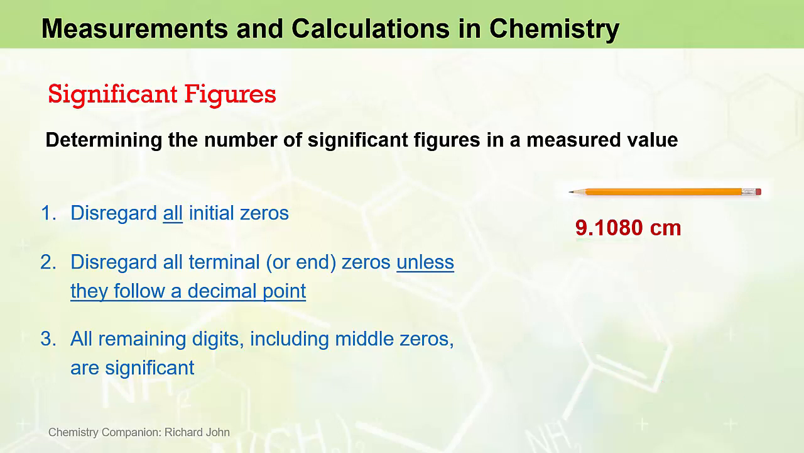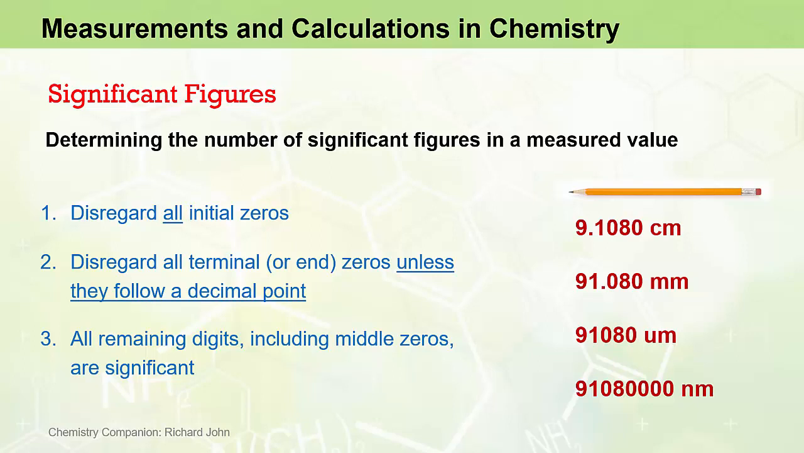We also know that 9.1080 centimetres can also be expressed as 91.080 millimetres, or 91,080 micrometres, or 91,080,000 nanometres. And again, all we are doing here is changing the prefix of the unit. We are not changing the way the measurement was carried out, and therefore we shouldn't be changing the uncertainty of the measurement.